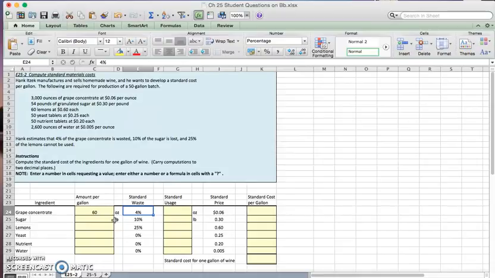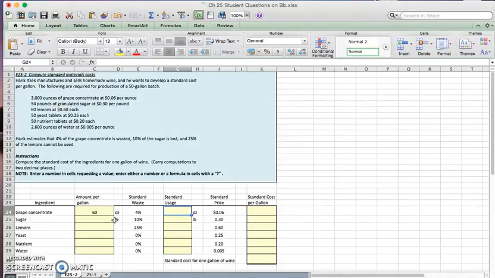Now here, it's saying it's 3,000 ounces of concentrate in 50 gallons, but I have a 4% standard waste. So what do I need to make to get back to the 60 ounces per gallon of grape concentrate? So here, this is the formula, so I want you to pay attention. This is the formula that I think sometimes students have a little bit hard understanding, so I'm going to explain it on the side. Hopefully it will help.